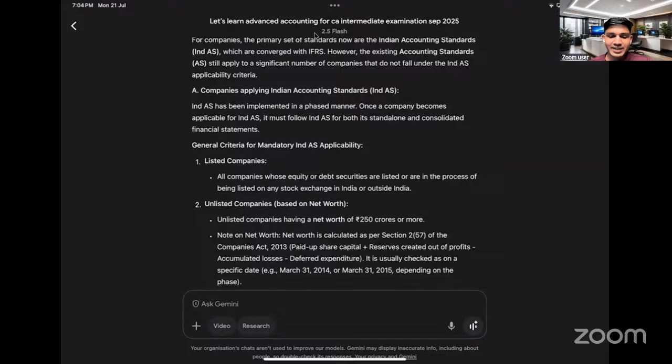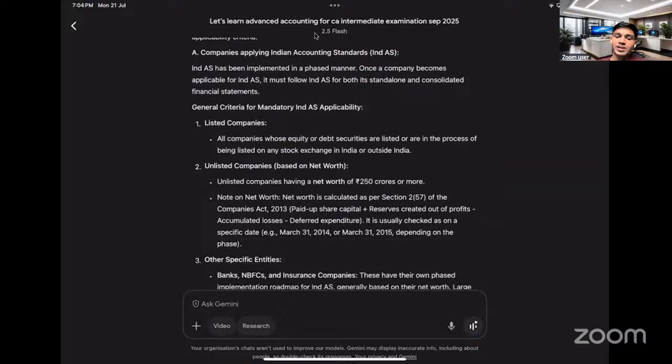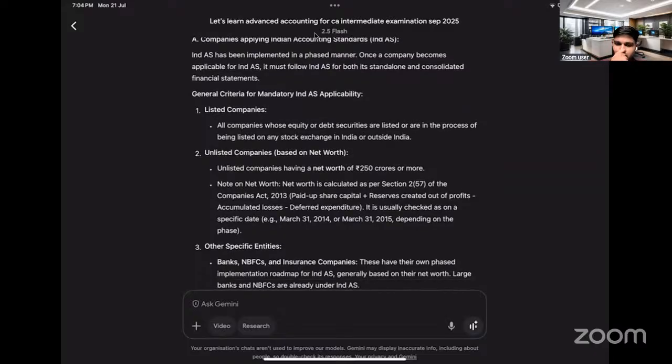Ind AS has been implemented in a phased manner. Once a company becomes applicable for Ind AS, it must follow Ind AS for both its standalone and consolidated financial statements. General criteria for mandatory Ind AS applicability. First, listed companies: all companies whose equity or debt securities are listed or are in the process of being listed on a stock exchange in India or outside India need to follow Ind AS.